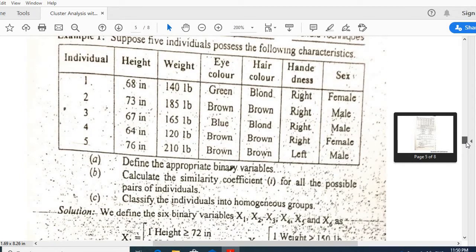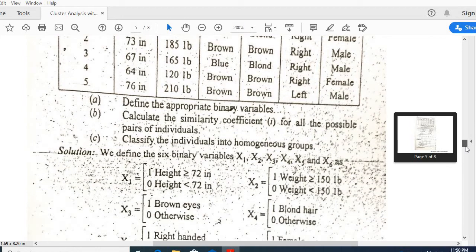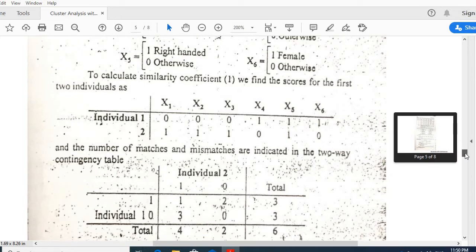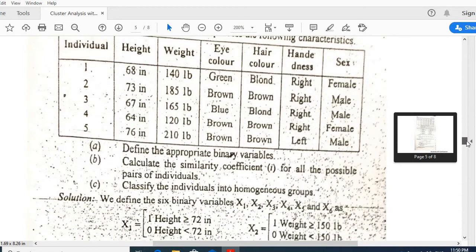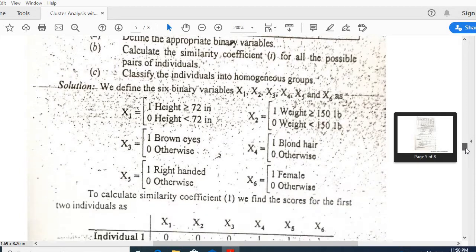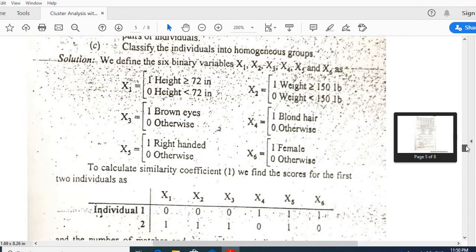The second variable is weight, 140 pounds. The weight of the first individual is 140 pounds, and since 140 pounds is less than 150 pounds, it will also be 0. Similarly, x3 is equal to 0 for individual 1.